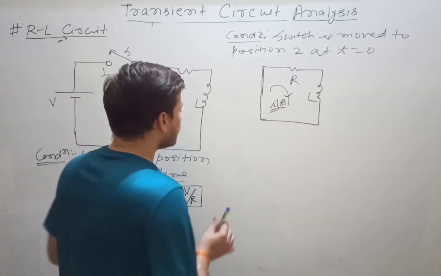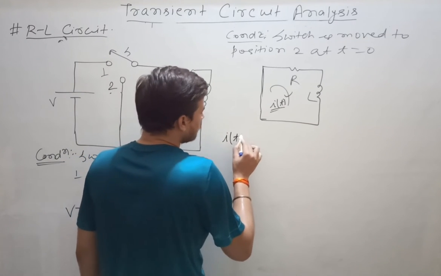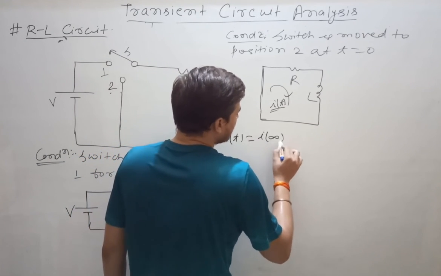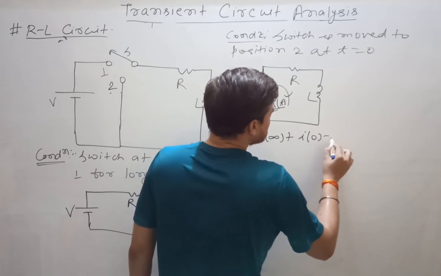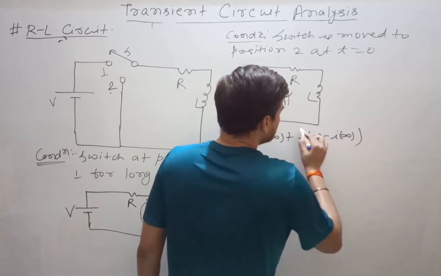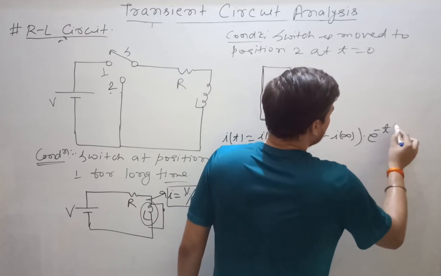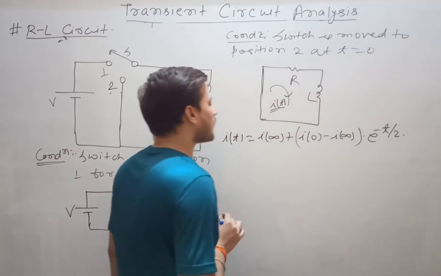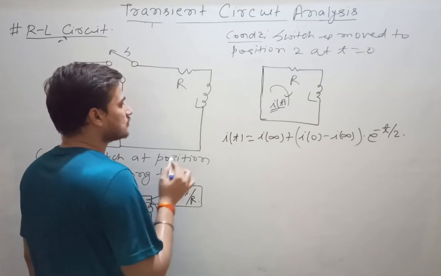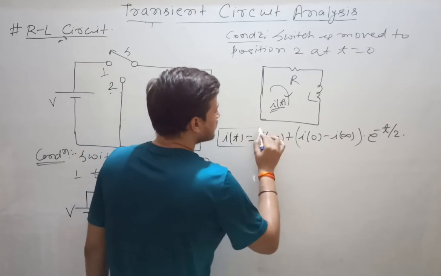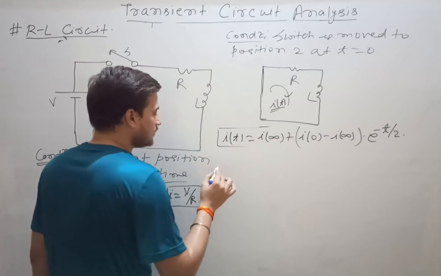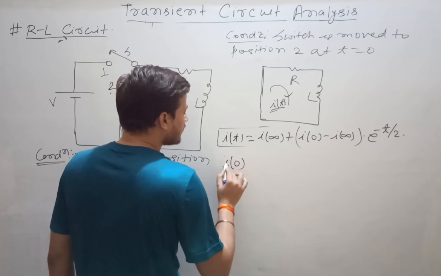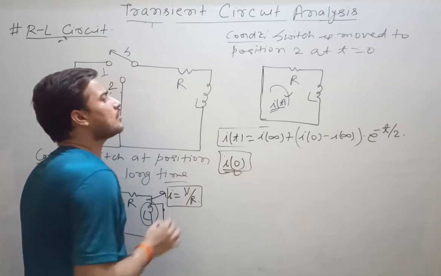So how will you write the expression? I(t) will be equal to I infinity plus I0 minus I infinity, into e to the power minus t by tau. So let's write the value of I0. What is the value of I0?